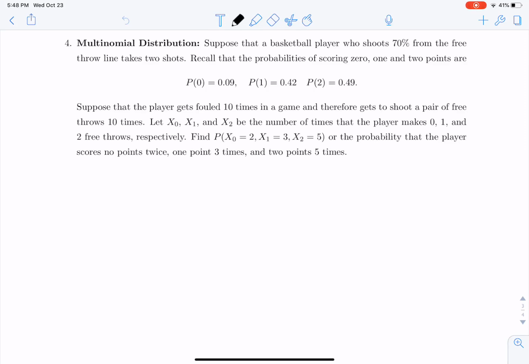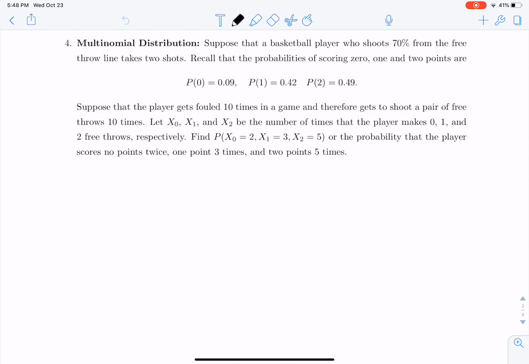We will now finish with an example of a new distribution called the multinomial distribution. So suppose that a basketball player who shoots 70% from the free throw line takes 2 shots. Remember that we've calculated the probabilities of scoring 0, 1, and 2 points, and those are 0.09 for 0 points, 0.42 for 1 point, and 0.49 for 2 points.